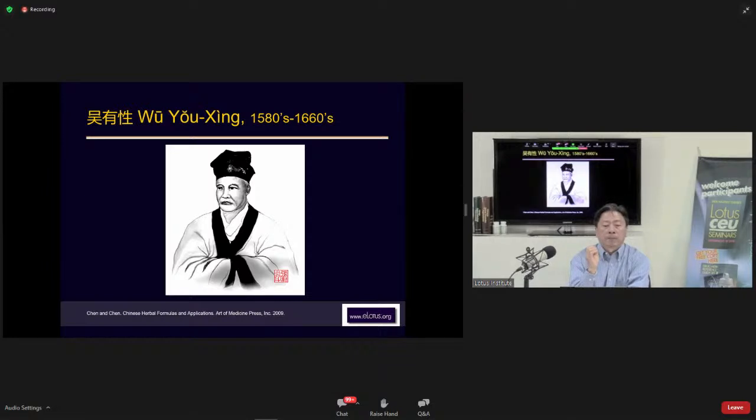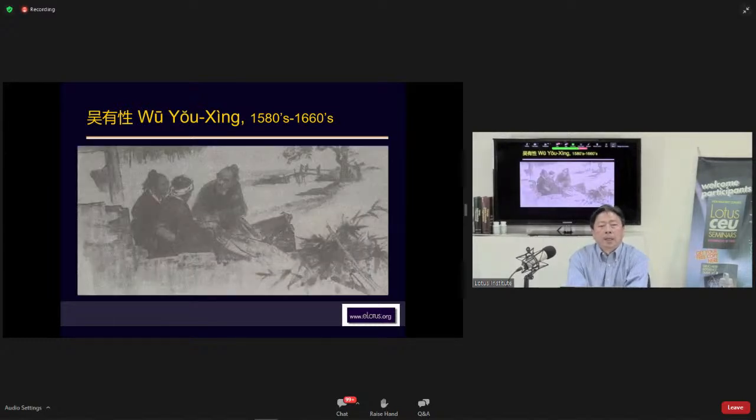Okay, and one of the most significant developments starting here is the Wenbing, which is the warm disease. And one of the first physicians that start to observe and talk about these differences is Dr. Wu Youxing. Okay, and he lived between 1580 to 1660s. And what he would do, and this is one of the classic drawings, is that he would go to the epicenter of where these diseases are happening. And he would go interview patients, talk to the patient to see exactly what they have and what the pattern looks like, and so on and so forth.